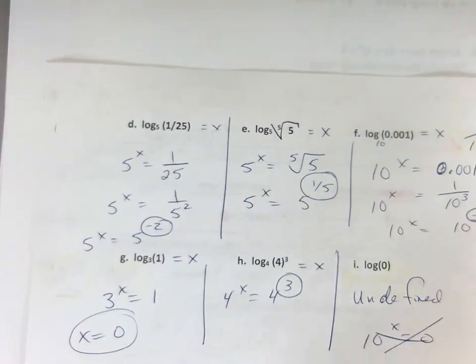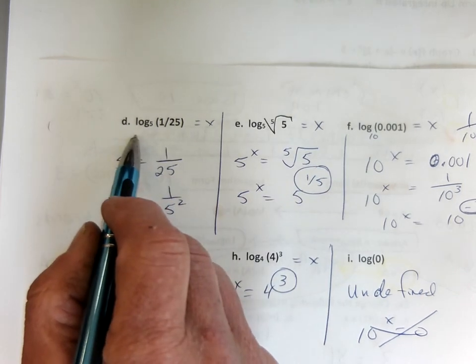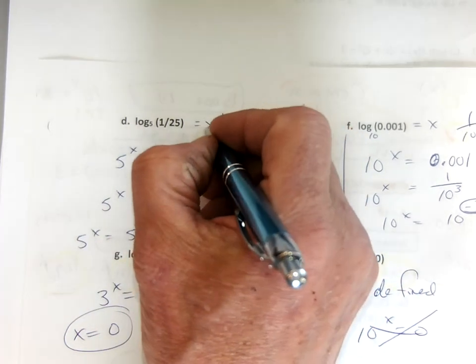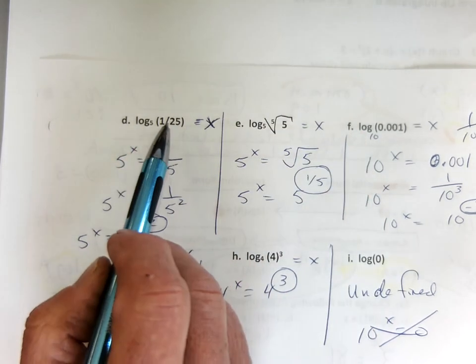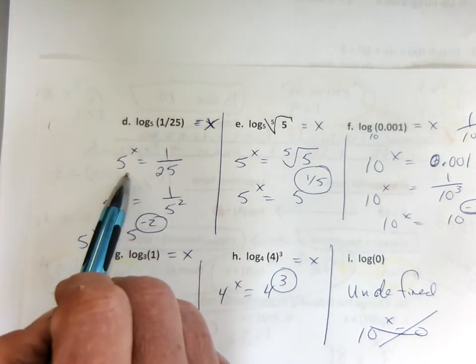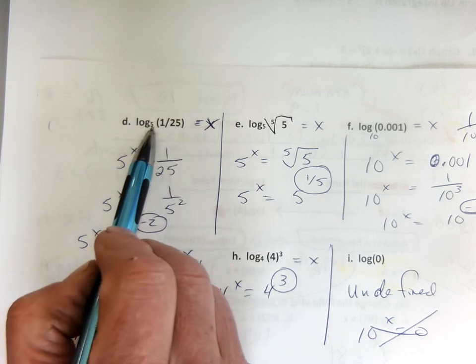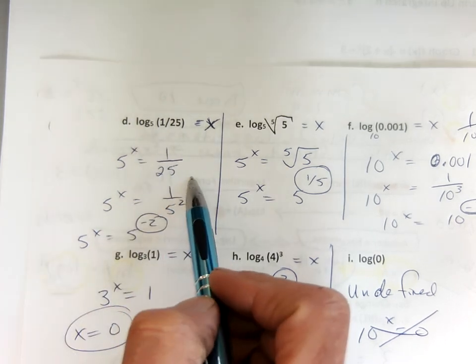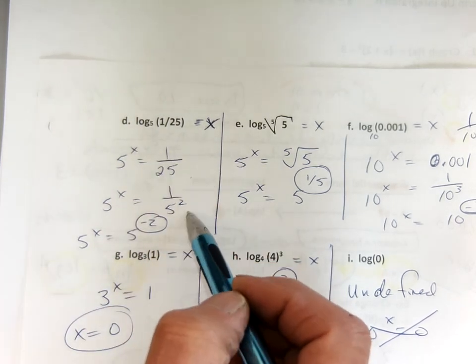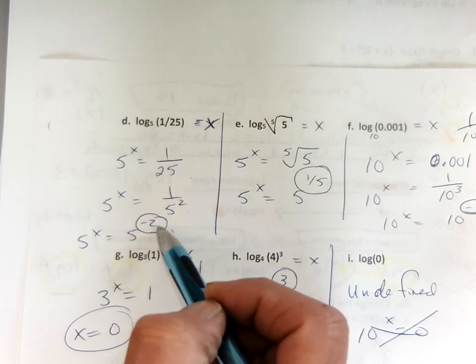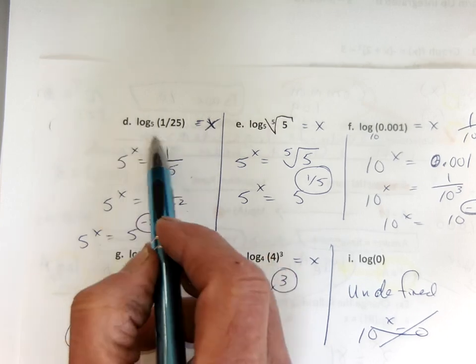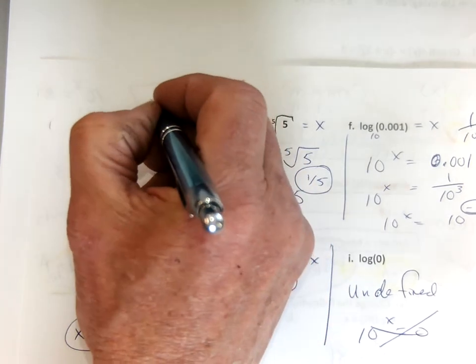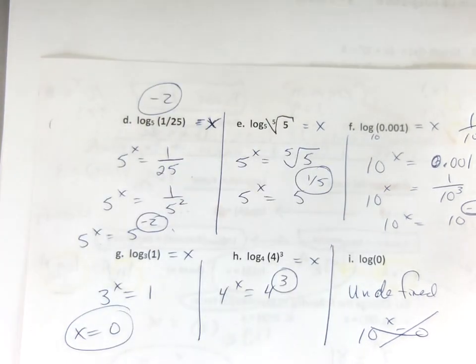On the back side, when I evaluate these, I like it to equal something, so I normally just set it equal to x, makes it easier. So then I can go 5 to the x power equals 1/25. Okay, now I got to do a little bit of math. 1/25 is the same as 1 over 5 squared, right? I brought up the negative 2, so x has to be negative 2. So log base 5 of 1/25 is negative 2, okay?